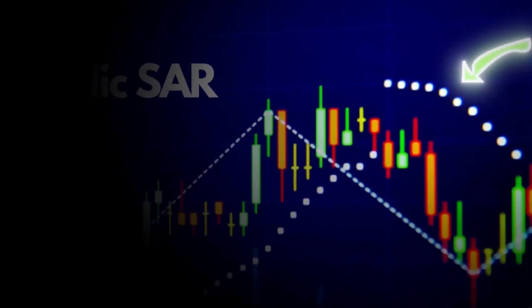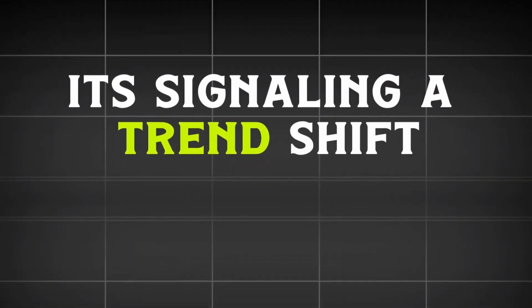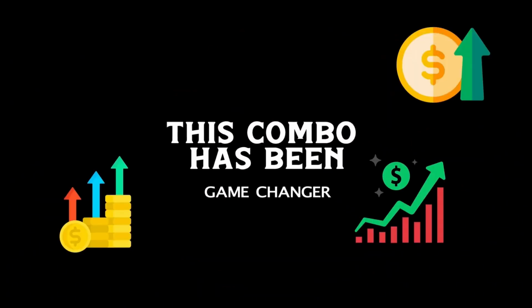When the Parabolic SAR flips above, it signals a trend shift, and with the MACD, we can confirm trend strength. This combo has been a game changer for me. Alright, let's dive in and get you set up to start making smarter trades.